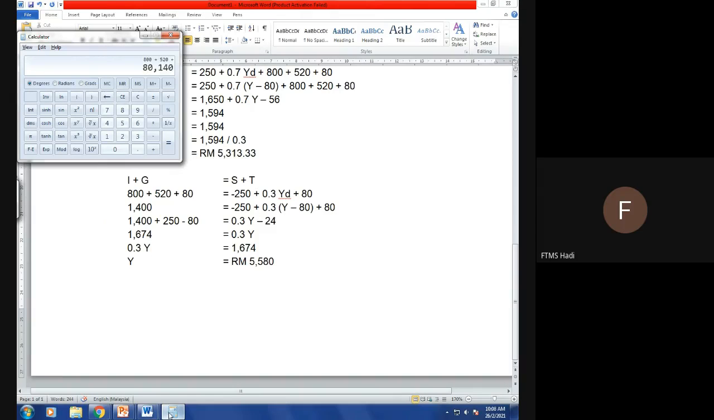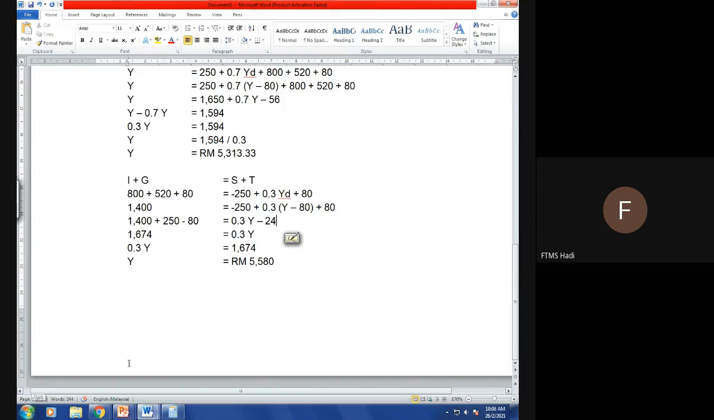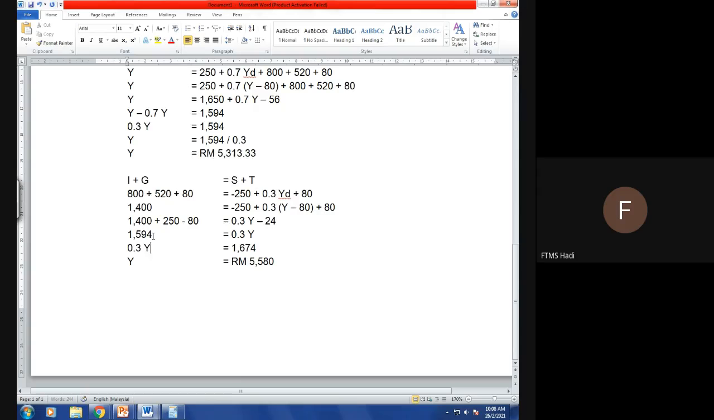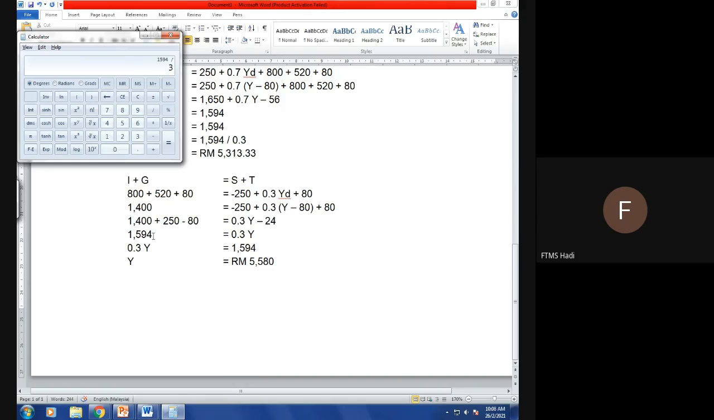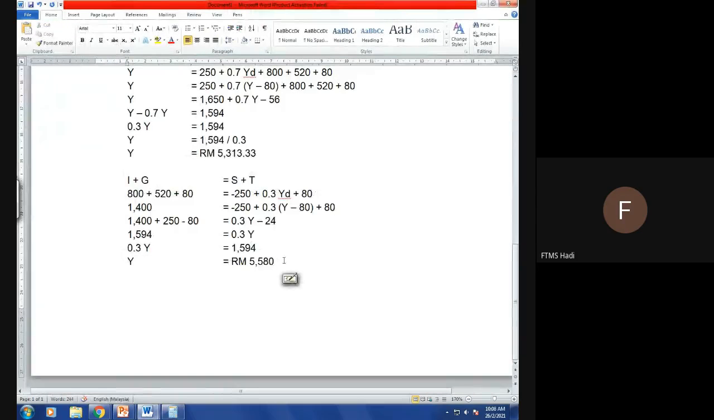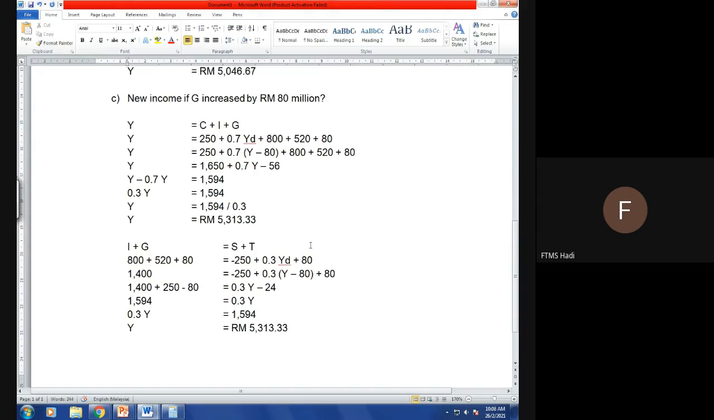Okay. So 1400, 570. 1594. Yes, now it's right. Okay, 1594. With 5313. Okay, now it's the same. Yes, correct. Okay. So this is how you do that. Understand? So no matter which formula you use, you get the same answer.